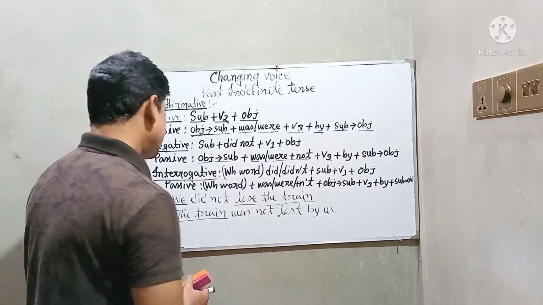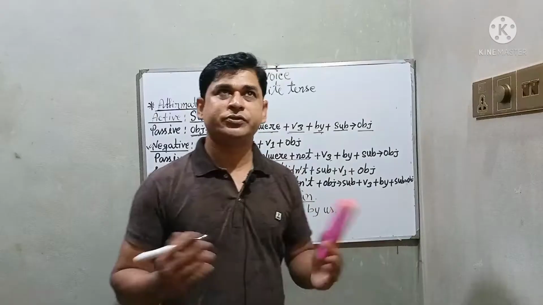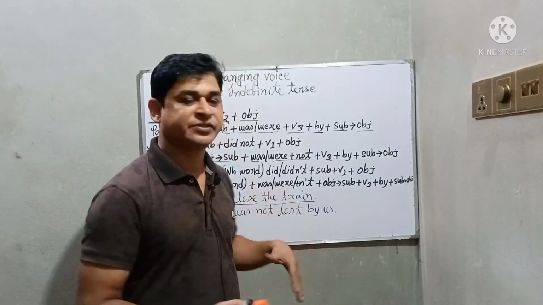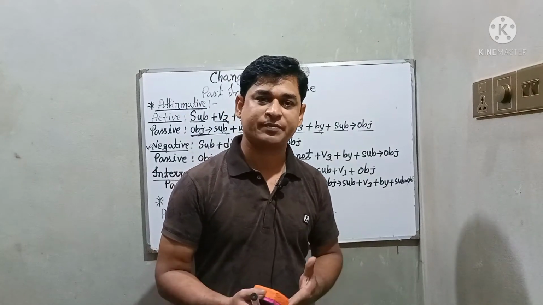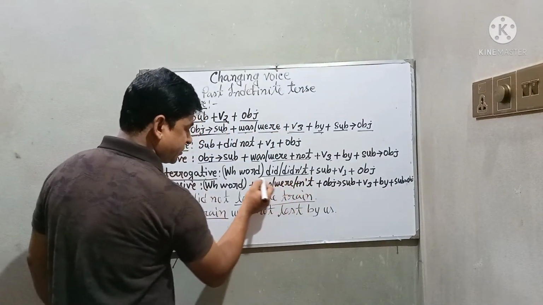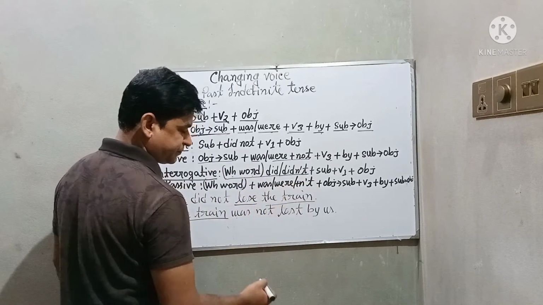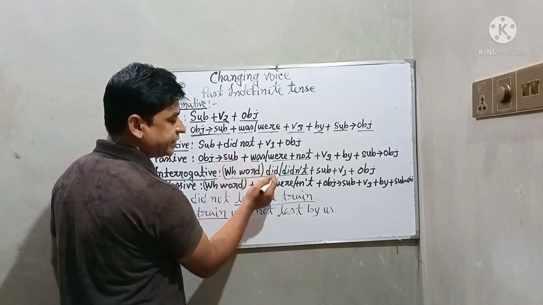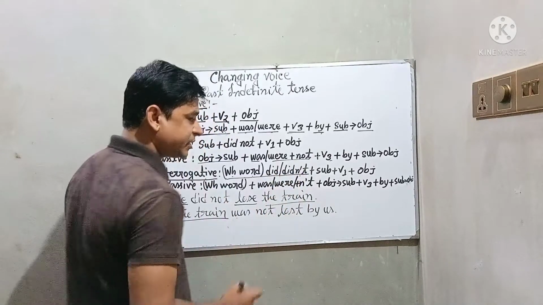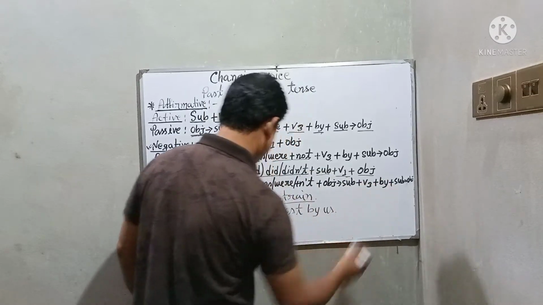Okay, now take the next one. Interrogative sentence. You usually know that some interrogative sentences start with a WH word and some interrogative sentences start with an auxiliary verb or negative auxiliary verb. Okay, so if you get this one, WH word with did or didn't, or without a WH word, did or didn't, if the sentence starts with this auxiliary verb, then subject, then V1, that means present form of verb, then object.